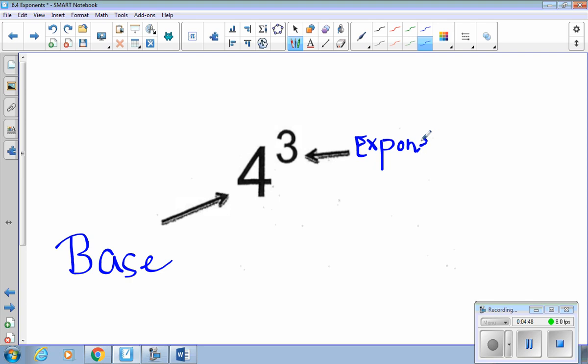When I say the base is the big number, I mean that the base is physically larger than the exponent. It's not that the base is the one that has the highest value. The base actually looks larger than the other one. So you can see that the 4 here is definitely physically bigger than the number 3. In this case, the 4 does have a higher value. However, that's not what makes it the base. What makes it the base is that it is physically larger than the 3.